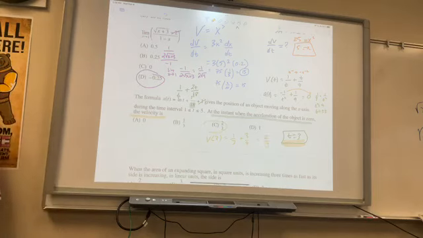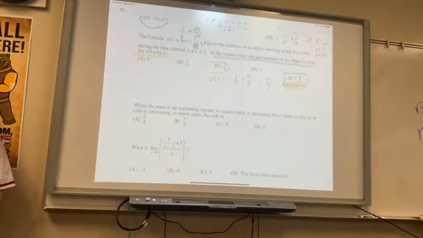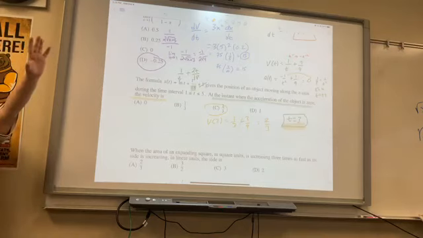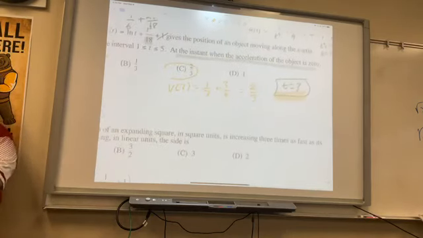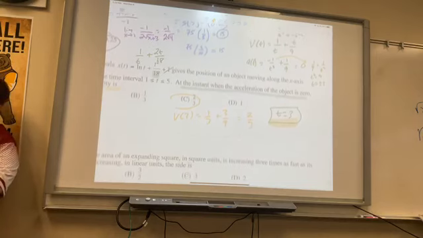Got it. Great. Yeah, we're done. We had said at the instant when the acceleration is 0, so we had to find that instant. What is the velocity? So we had to plug it in to get velocity.